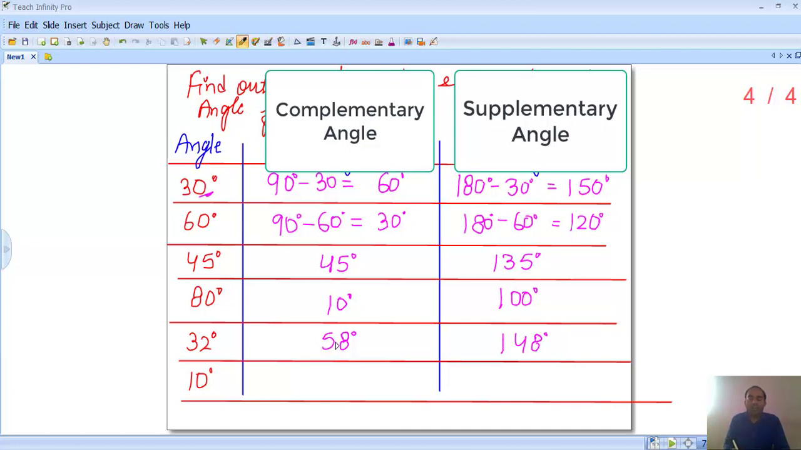Understood or not understood? For the complementary part, you have to subtract the given angle from 90. And if you want to find the supplementary part, you have to subtract it from 180 degrees. Okay, 10 degrees, that will be 90 minus 10, 80 degrees. Okay, 180 minus 10, 170 degrees.